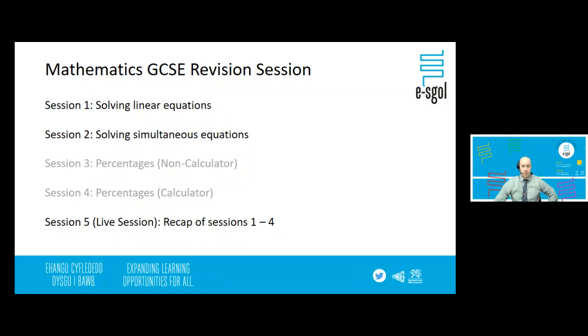Okay, so the first session, which we recorded and is available on the website, was solving linear equations, and the second was simultaneous equations, which I did both those sessions. And then the next two sessions, Mrs. Dixon did on percentages. So the first part of this live session we're recording now is going to be covering the main points of sessions 1 and 2, and then the second part, when Mrs. Dixon comes in, is going to be covering the main points of sessions 3 and 4.